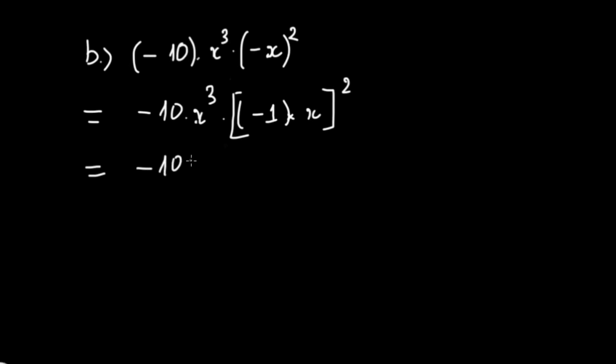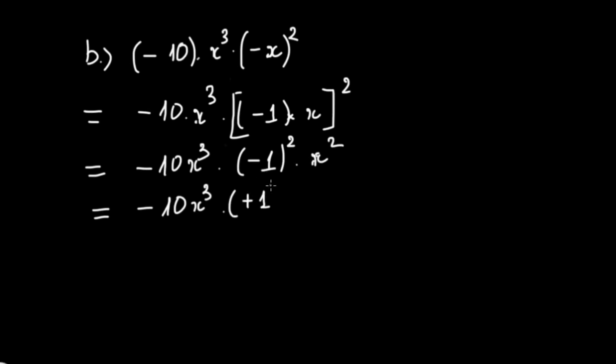So we have negative 10 times x to the third times negative 1 squared times x squared equal negative 10 times x to the third. Negative 1 squared is negative 1 times negative 1. You got positive 1. Times x squared. We see positive 1 times negative 10, you got negative 10. Put it down right here.